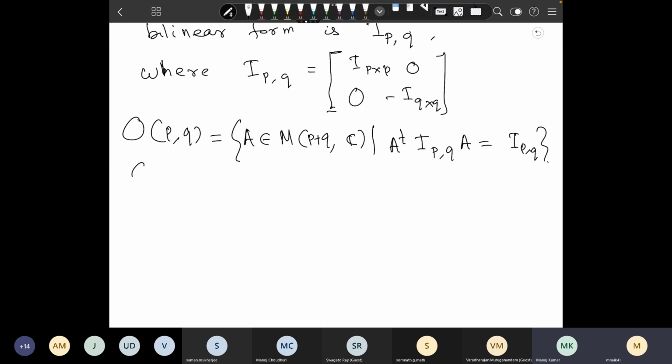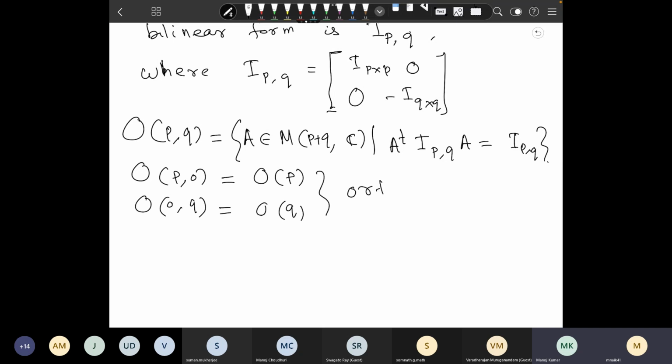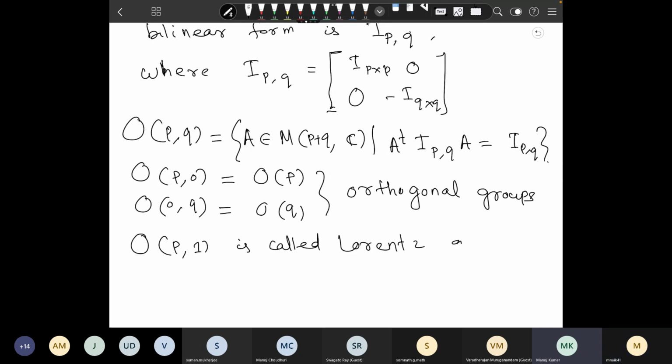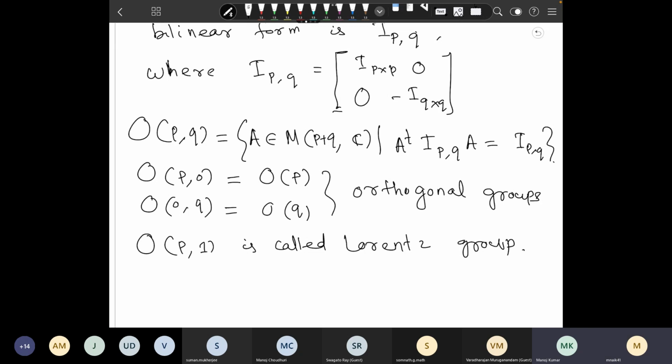Now, if you observe, if O(p,0) is your O(p) and O(0,q) is your O(q), these are nothing but orthogonal groups. And this O(p,1) is called the Lorentz group, and this group is really important in relativity.